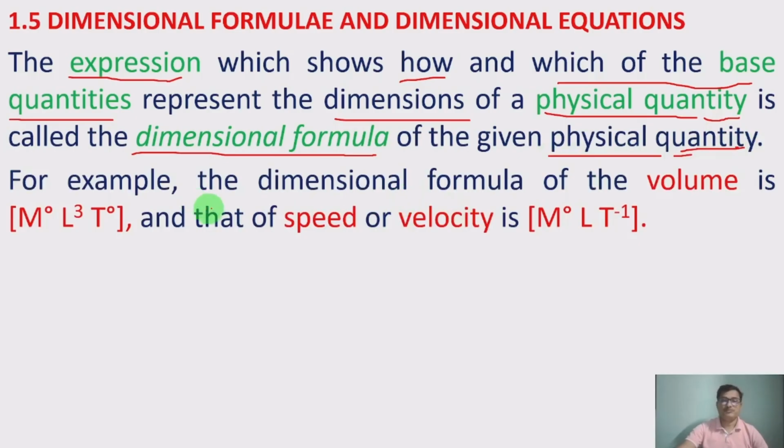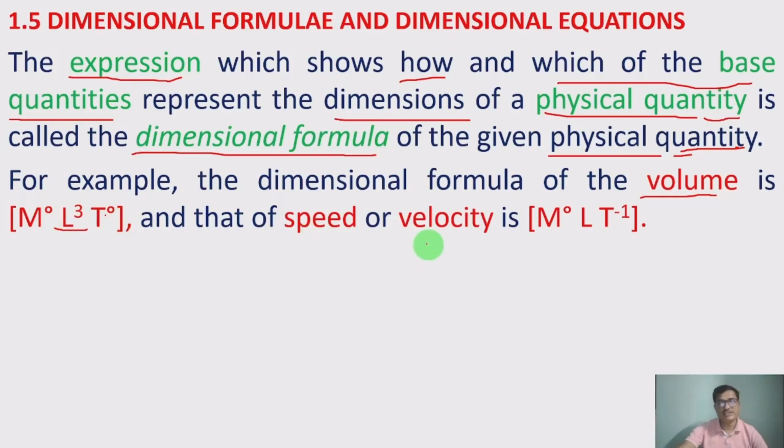For example, the dimensional formula of volume is, within the square bracket, M to the power 0, L to the power 3, T to the power 0. Here volume consists of three lengths only, and that's why we have taken the power 3 of L, and M has 0 power and T also has 0 power.